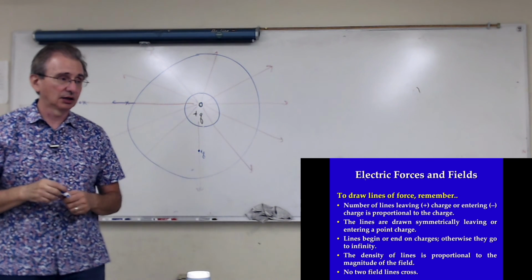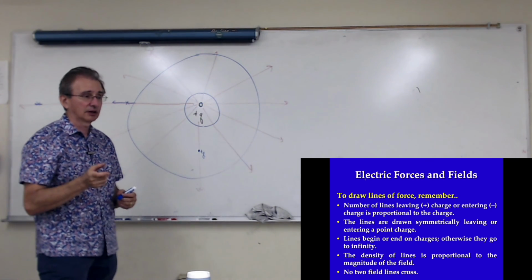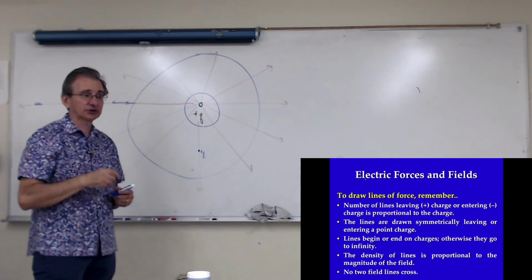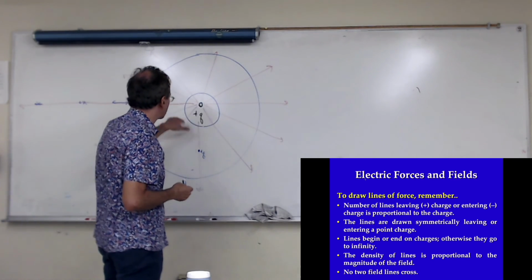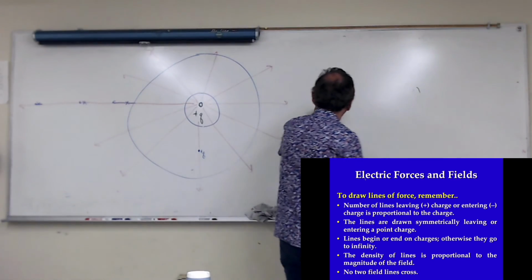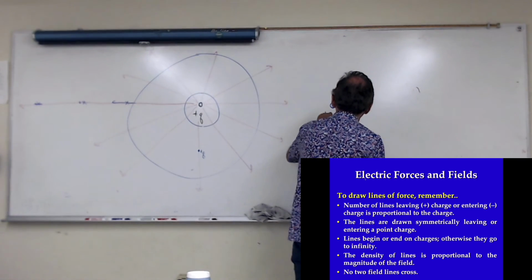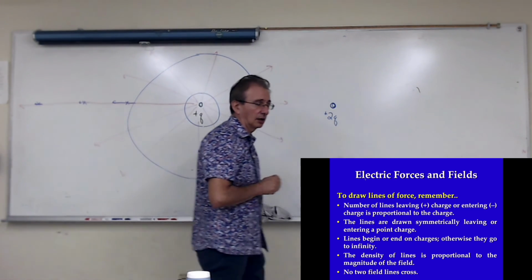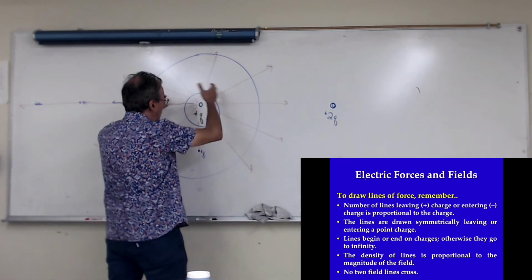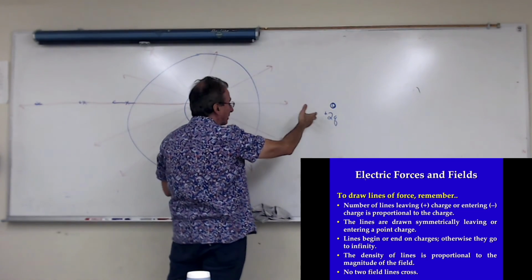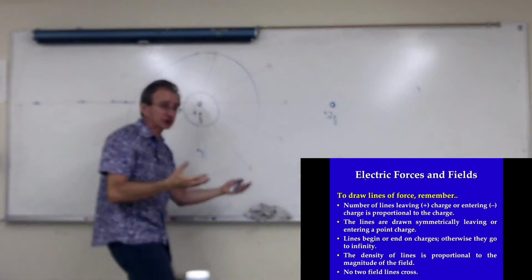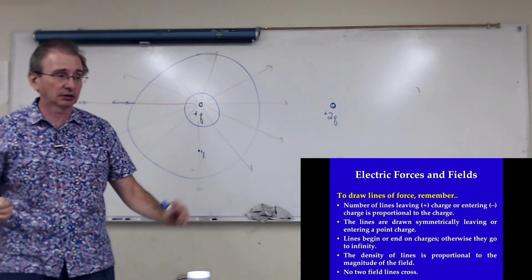First of all, the number of lines entering or leaving a charge is proportional to the charge. So for example, I drew these charges here. If I took another charge here and doubled it, if I drew 10 lines for this one, I'd have to draw 20 lines for this one. Why? Because I have twice the charge. Twice the charge produces twice the field.